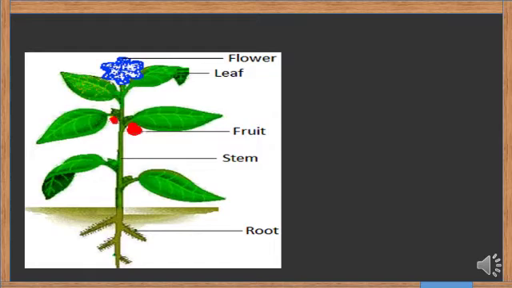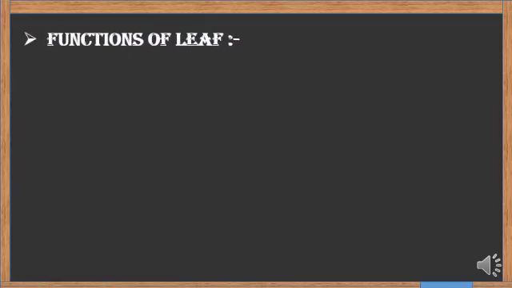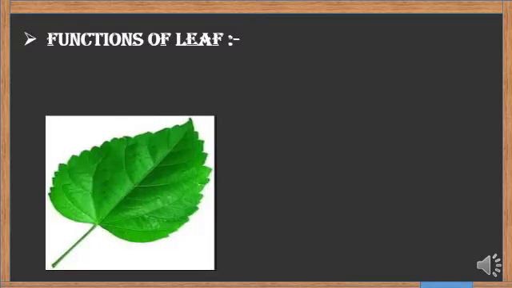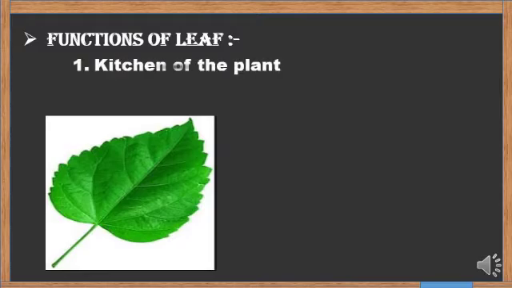Children, you have learned that each part of a plant has its particular function or role. Yes, we have learned the functions of roots and stem in the last 2 periods. Now, we will learn the role or functions of the leaf. The leaf is the green color part. It is known as the kitchen of the plant.